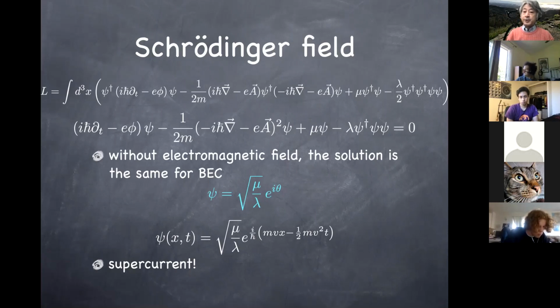There's data that shows that this supercurrent can keep flowing for more than 100,000 years without any external electric field. So you turn the electric field off, then it keeps flowing, and that would correspond to this solution with a constant velocity.